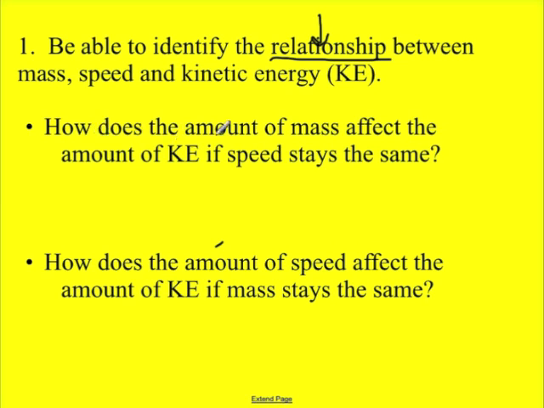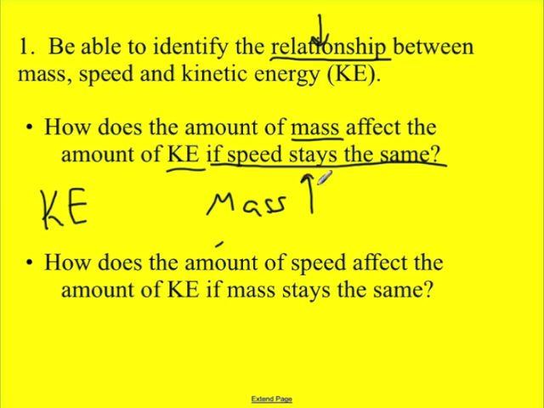So let's look at this. How does the amount of mass affect the amount of KE? Now here's the thing, if speed stays the same. So we know that KE, if we have mass, if the mass goes up, what's going to happen to the amount of kinetic energy if speed stays the same? If you said it will go up, you are correct. If mass goes down, so does the amount of kinetic energy.